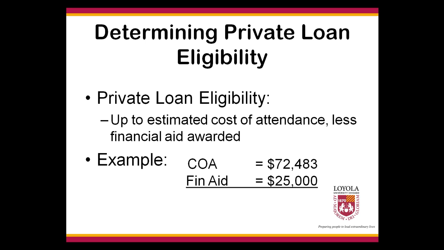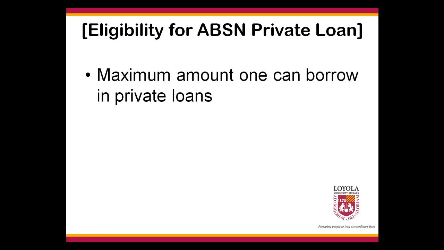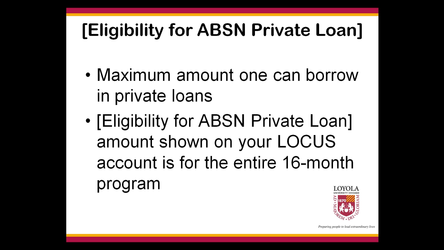As an example, if the total cost of attendance as illustrated is $72,483, removing the financial aid, you could borrow private educational loans through the alternative loans of $47,214. We will always encourage you to borrow only what you need, but it will represent the maximum amount that you can borrow in those private loans. We will show that to you on Locus as an eligibility for ABSN private loan to give you a target in which to do your approvals with the private educational loans.